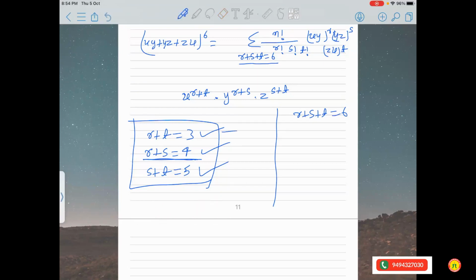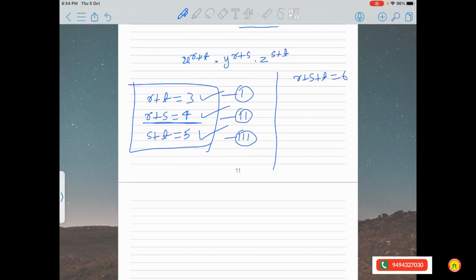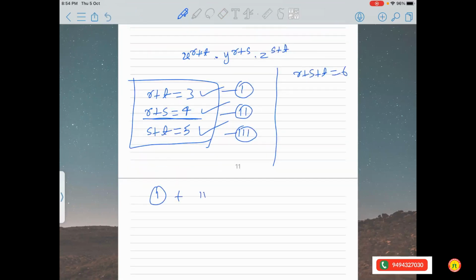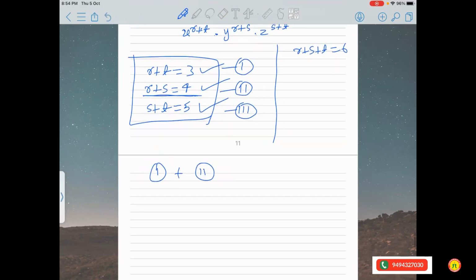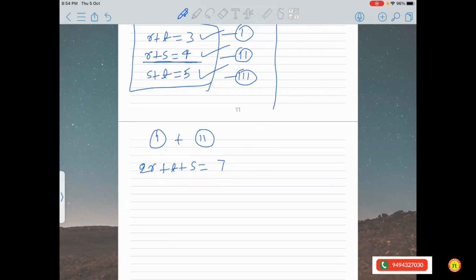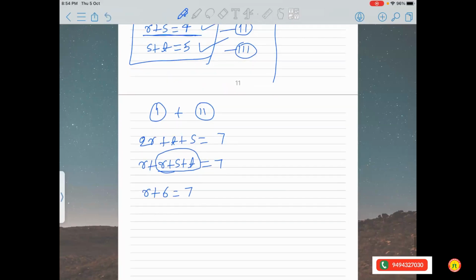If this is the first equation, let's call them first, second, third. If you add the first and second equations, it becomes 2r plus t plus s equal to 7, and we can also write it as r plus s plus t equal to 7. And that is 6. So r plus 6 equals 7, so r equals 1.